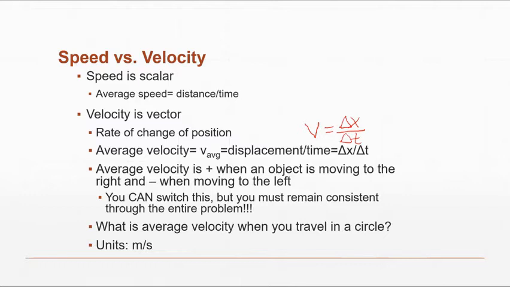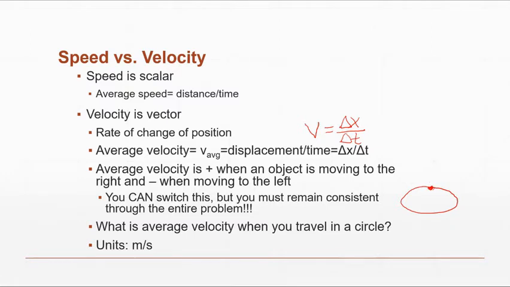Average velocity is positive when an object is moving to the right and negative when moving to the left. Now, like I said before, you can switch these, but you need to make sure that your direction is consistent throughout your entire problem. Okay. What is the average velocity when you travel in a circle? So if you think about it, when you travel all the way in a circle, and we just talked about this around running track. Okay. Here's my starting point. Here's my ending point.